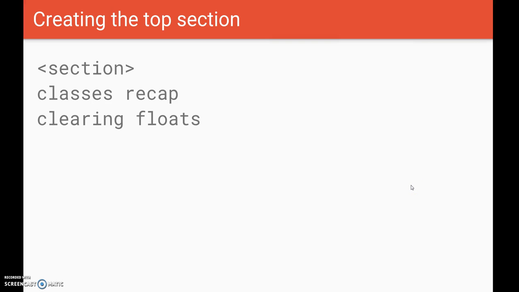Now that we've got our navigation section in place, we're going to look at how we can create the top section, which just has some simple text and the basic image. So we're going to look at using section tags, how we can use classes to style individual parts of our HTML, and the concept of clearing floats.